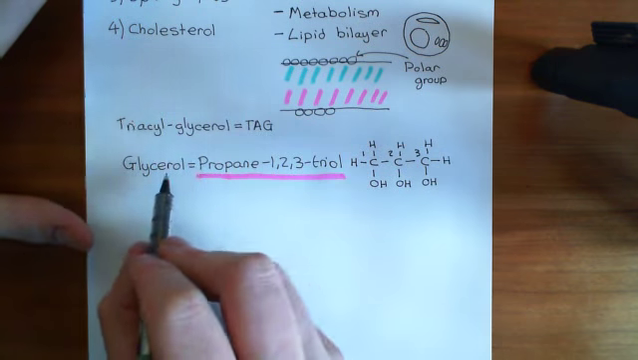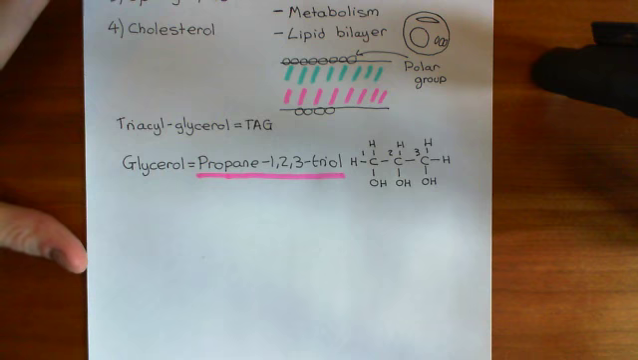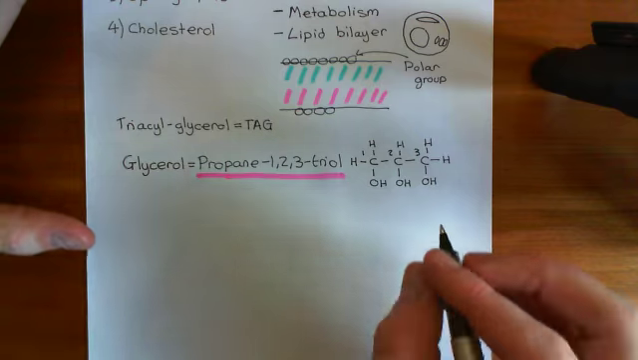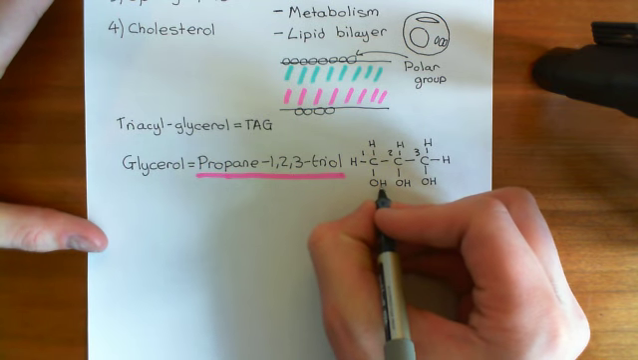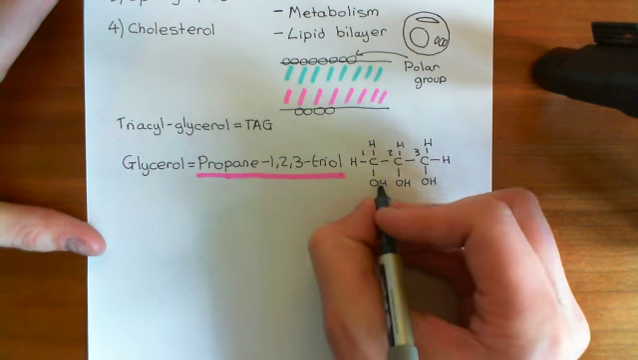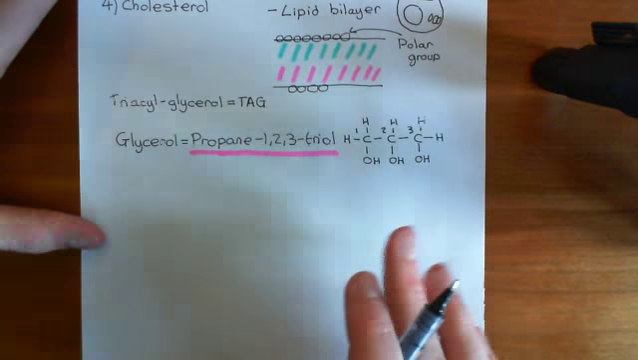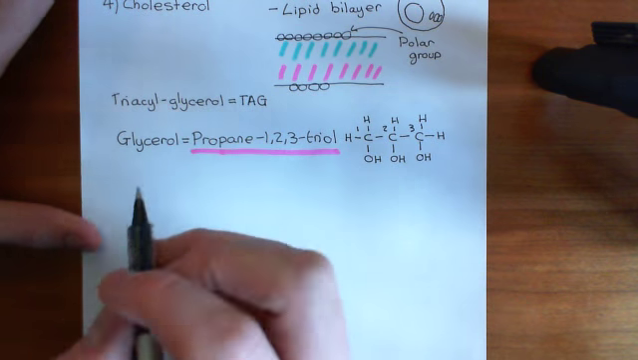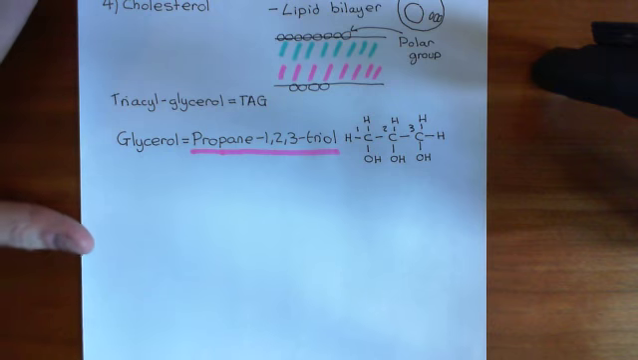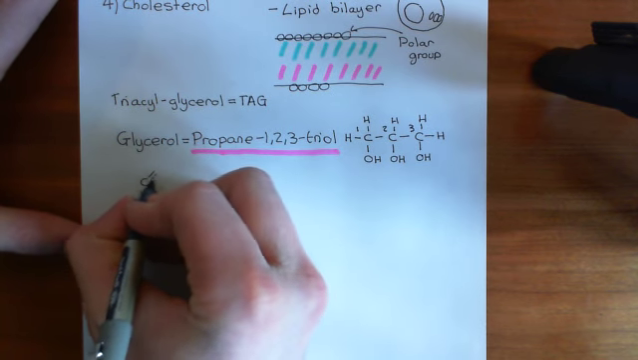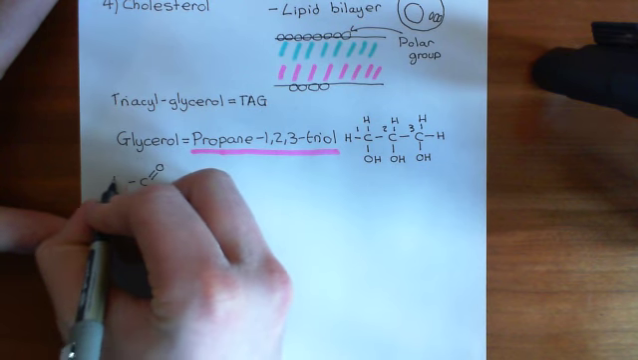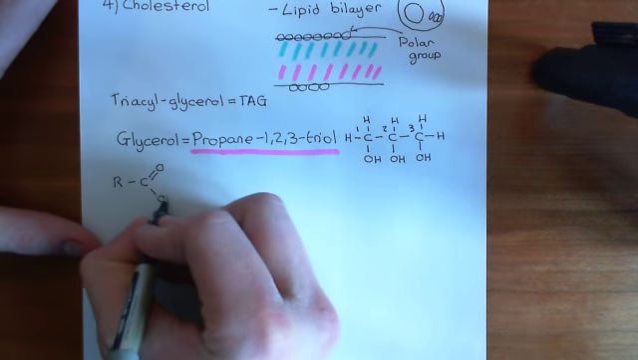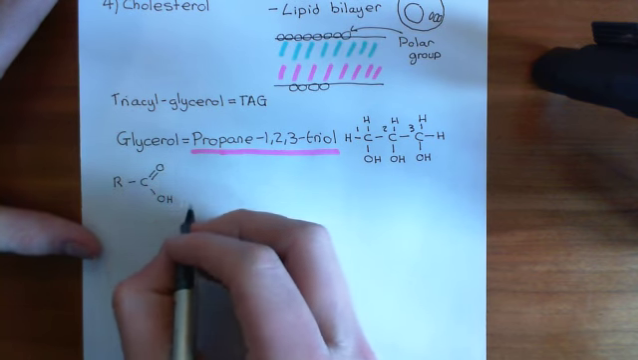To turn a propane-1,2,3-triol molecule, or a glycerol molecule, into a triacylglycerol molecule, what you need to do is bind acyl groups onto these alcohol groups. So what is an acyl group? In order to understand what an acyl group is, we need to understand something about carboxylic acids. So let me just draw an arbitrary carboxylic acid here. This R here denotes that you can have an arbitrary group there. So here's the carboxylic acid group.